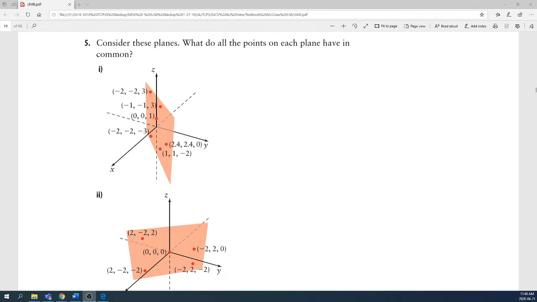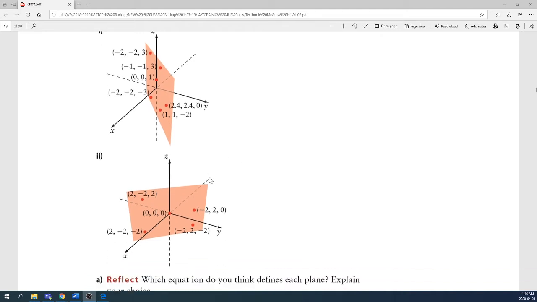When I look at the points on this plane, something that immediately sticks out to me is that I see -2, -2, and then 3. -1, -1, then 3. 0, 0, 1. Okay, so there is no pattern with these z values. What you should notice is that the x and the y values are always the same, but the z value just changes depending on where the point is. 2.4, 2.4, 1, 1.